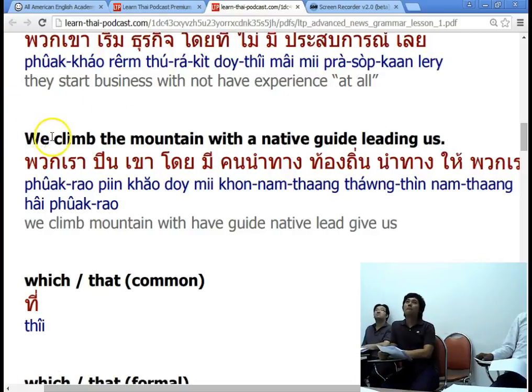We climb the mountain with a native guide leading us. Let's read all the way through. We climb the mountain with a native guide leading us. We climb the mountain with a native guide leading us.